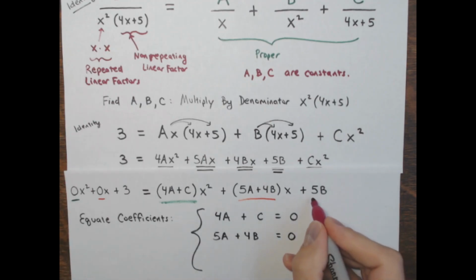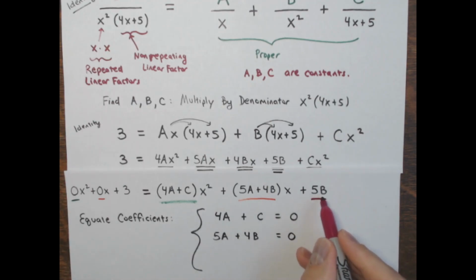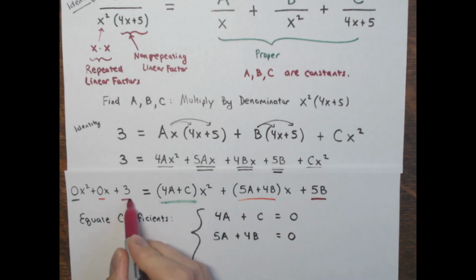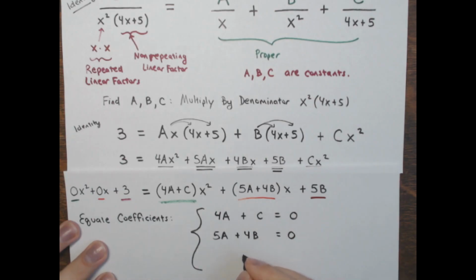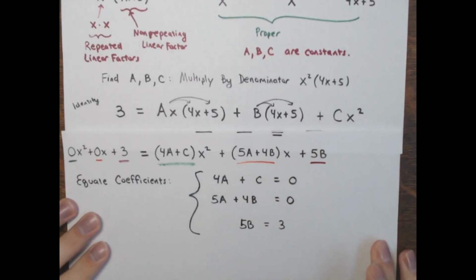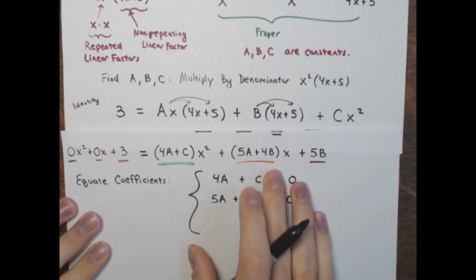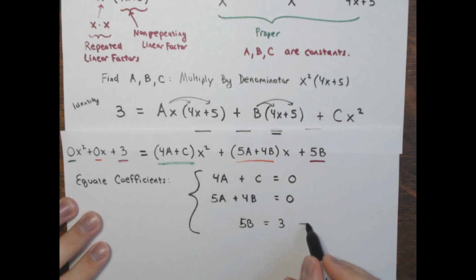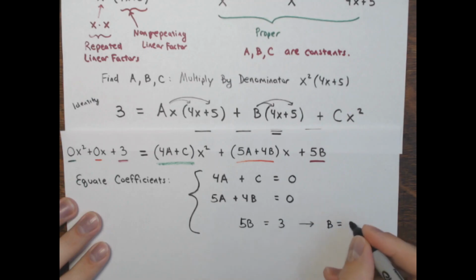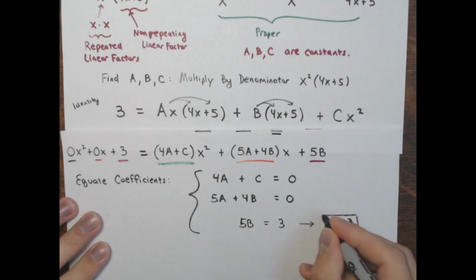And then your constant terms. Over here I have 5b as the constant, and then over here I have 3. So 5b must be 3. All right, and then I solve for a, b, and c. I can solve this system now pretty easily. B from the last line, right? B must be 3/5. Okay, so I got the value of b. Wonderful.